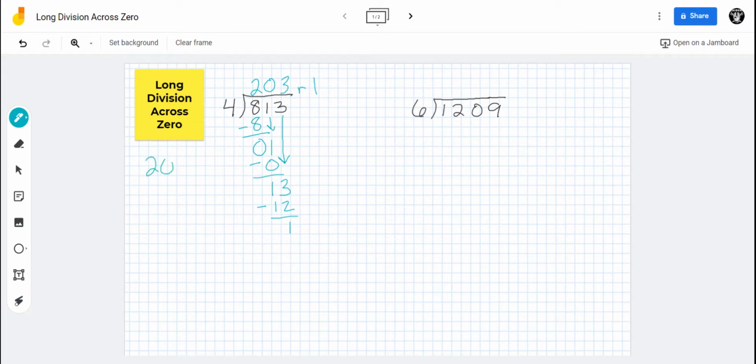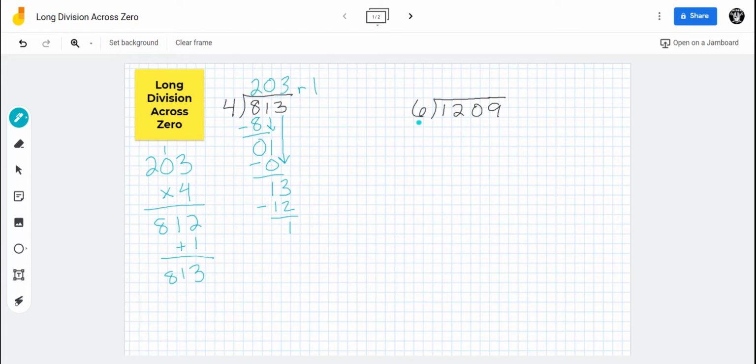So we're going to take our 203, which is our quotient, times our divisor. And we're going to say, okay, 203 times 4. 4 times 3 is 12. We'll carry the 1. 4 times 0 is 0 plus 1. Okay? And 4 times 2 is 8. So I've got 812. If I add my remainder back, now for my check answer, I get 813. So now I know that my answer is correct. Okay? So you can see that that 0 holding the place value in the tens column is super important.